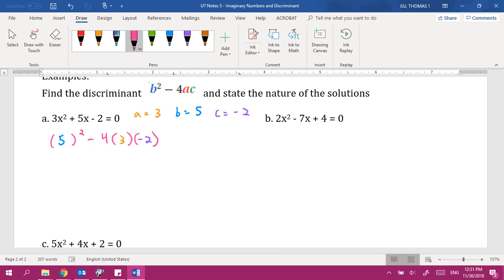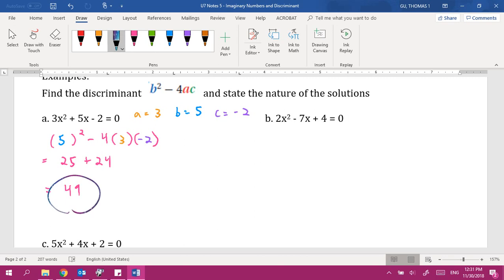So what is this going to be? 25. What's negative 4 times 3 times negative 2? Positive 24. Because there's 2 negatives there. Negative times negative is positive. So we have 25 plus 24. What's that? 49. So 49 is your discriminant. So that's part of the question.